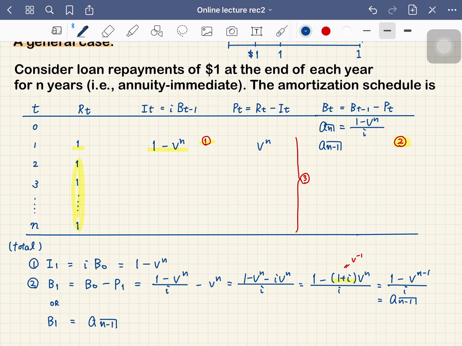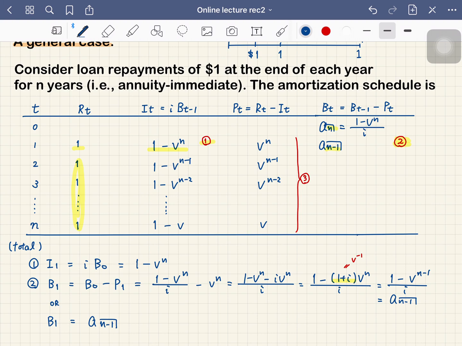So at time 2, this becomes 1 minus v^(n-1), because n just becomes n minus 1. How about P2? P2 is v to the power n minus 1. In the same way, I3 is 1 minus v to the power n minus 2, and P3 is v to the power n minus 2, and so on up to 1 minus v for In, and Pn is v.